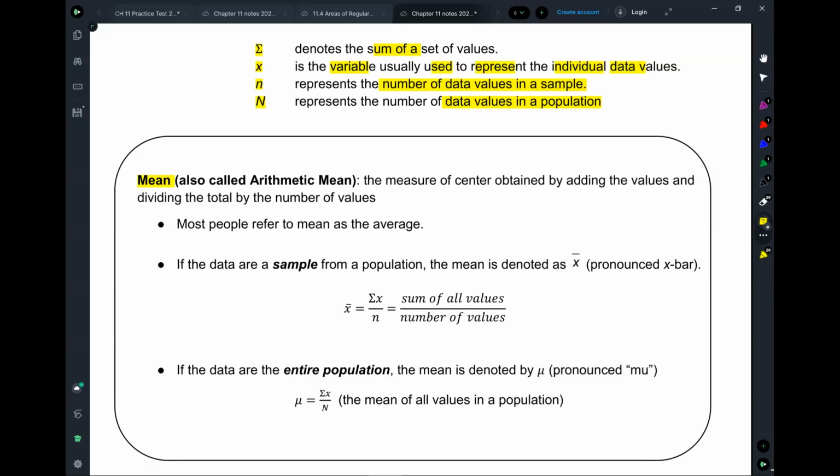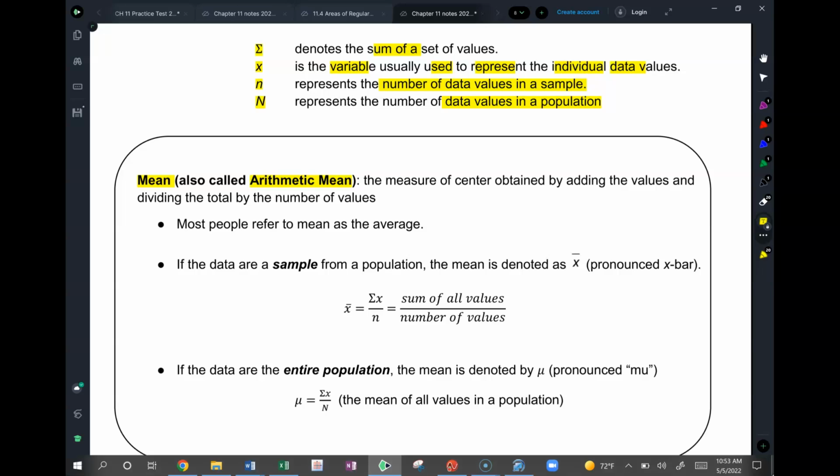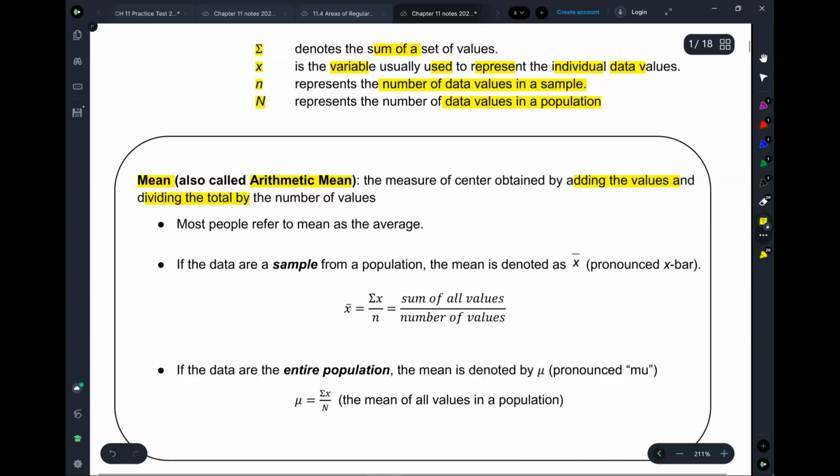Mean. Mean is also called arithmetic mean. This is what we know as the average. All right, but we don't really use average in stats. We use mean. And you know how to find average or mean. We add all the values and divide by the total number of values. Okay? Most people refer to this as average.